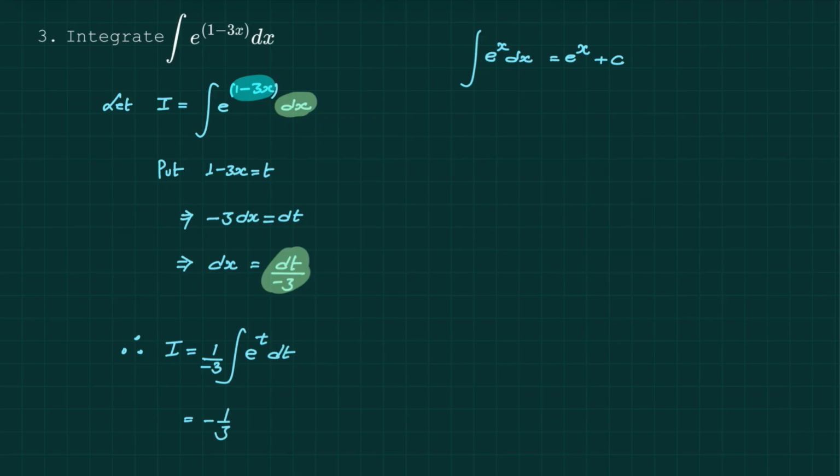Now the integration of e to the power t dt is simply e to the power t only plus c. Now let us put back the value of t from here, that is 1 minus 3x. So my final answer will be minus 1 by 3 e to the power 1 minus 3x plus c.